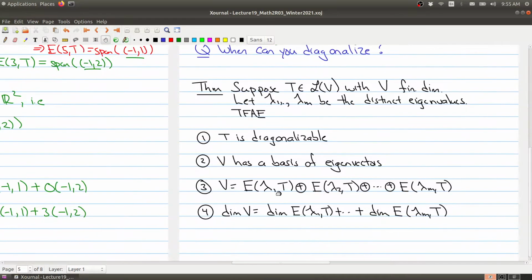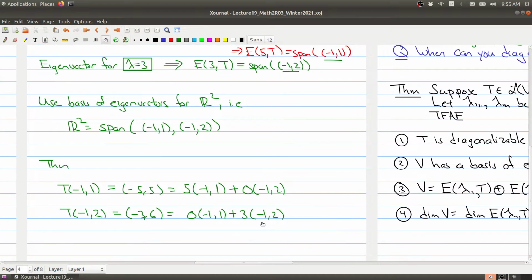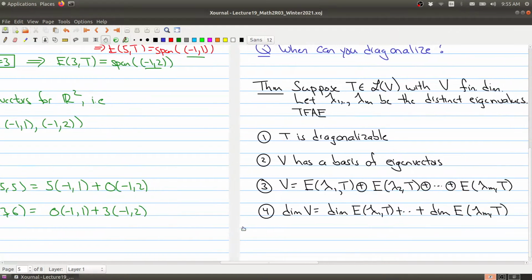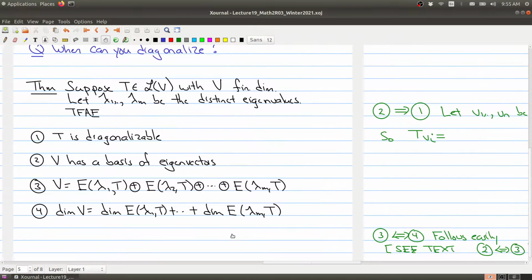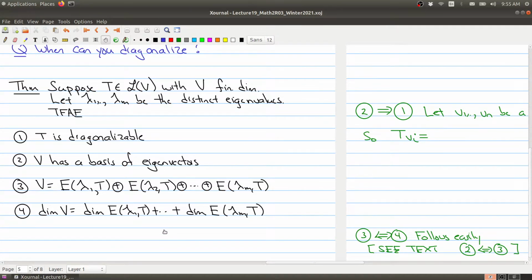Now, what we're going to look at is mostly the equivalence of 1 and 2. Let's go back to our previous example. Notice that we found two eigenvectors coming from different eigenvalues that formed a basis for R2. So once we got to here, we knew that our operator was going to be diagonalizable. Here is the statement. We'll prove some of the cases. We won't prove all of the cases.